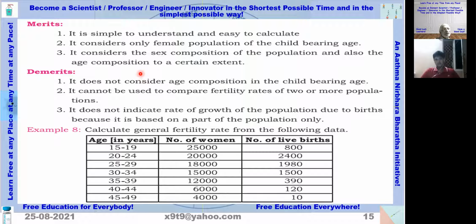Now, what are the disadvantages? It does not consider age composition within the childbearing age. It cannot be used to compare fertility rates of two or more populations. It does not indicate the rate of growth of the population due to births, because it is based on a part of the population only. Because the denominator is not the total population, we will not be able to indicate the growth rate. The denominator contains only some portion, particularly women in the childbearing age.